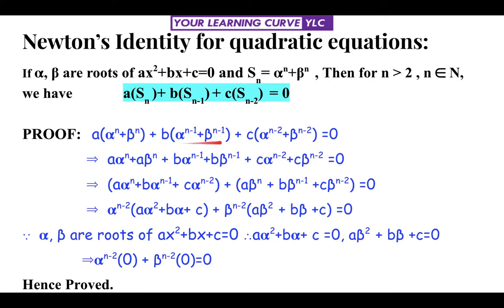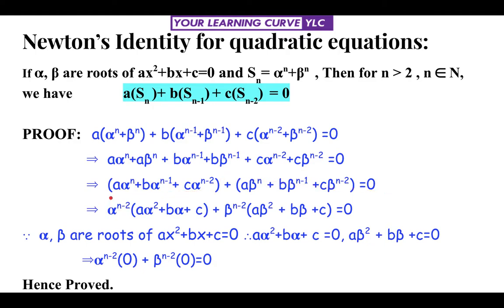We have just expanded this. Now what you do? We combine the terms containing alpha at one place and terms containing beta at another place. We get a times alpha to the power n plus b times alpha to the power n minus 1 plus c times alpha to the power n minus 2. Similarly, we get a beta to the power n plus b beta to the power n minus 1 plus c beta to the power n minus 2 is equal to 0.